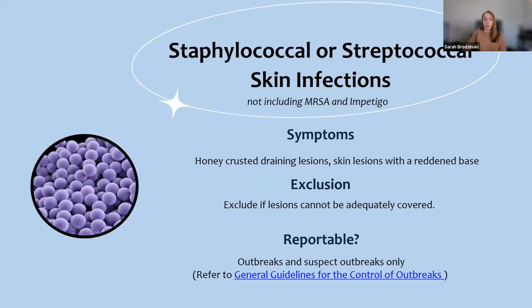When an individual has a staph or strep skin infection that is not diagnosed as MRSA or impetigo, you can follow the row on the exclusion list that just says staph or strep skin infection. MRSA and impetigo have their own row on the exclusion list, so we will discuss them individually. Individuals with staph or strep skin infection diagnoses should be excluded if their lesions cannot be adequately covered.